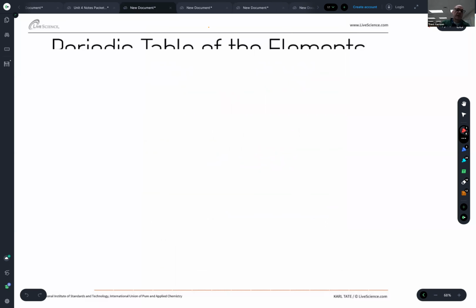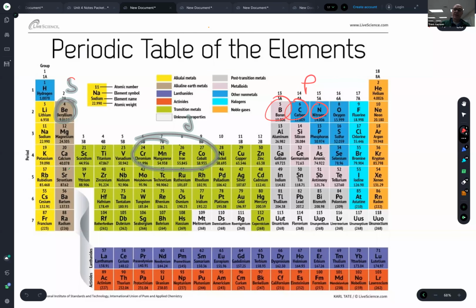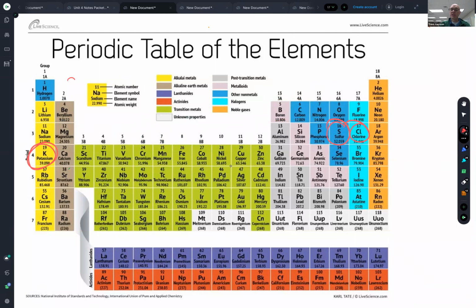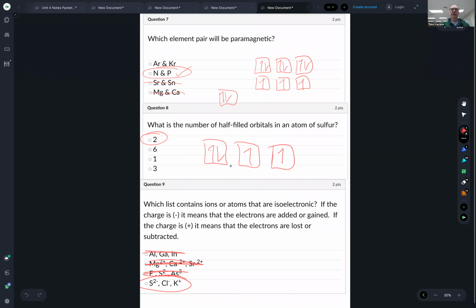If I am looking for where these elements fit, sulfur, chlorine, and I believe potassium is the third one. If sulfur gains 2 electrons, 1, 2, it would have 18. If chlorine gains 1, it would have 18. And if potassium at 19 loses 1, it would also have 18. That is why they are all isoelectronic on that question. Okay, so let's see now.